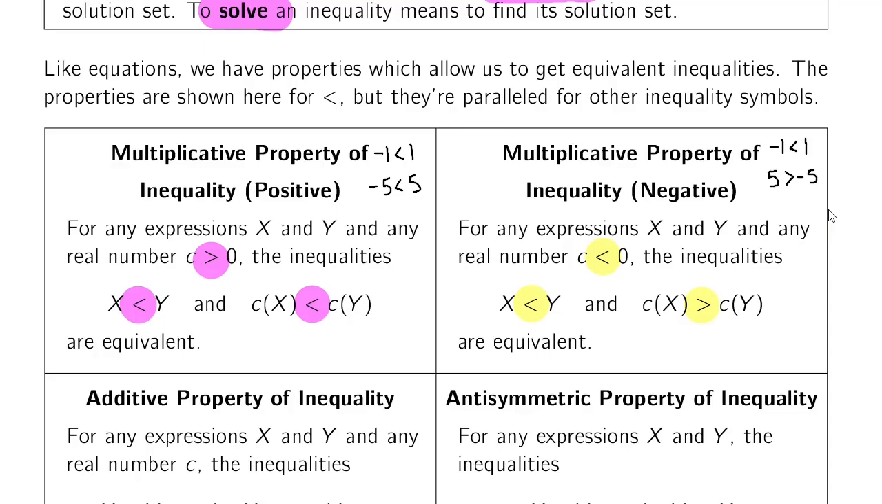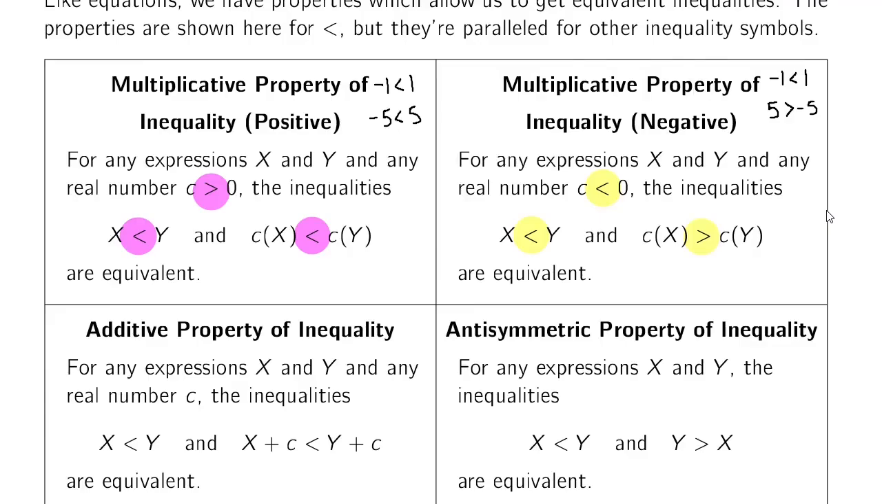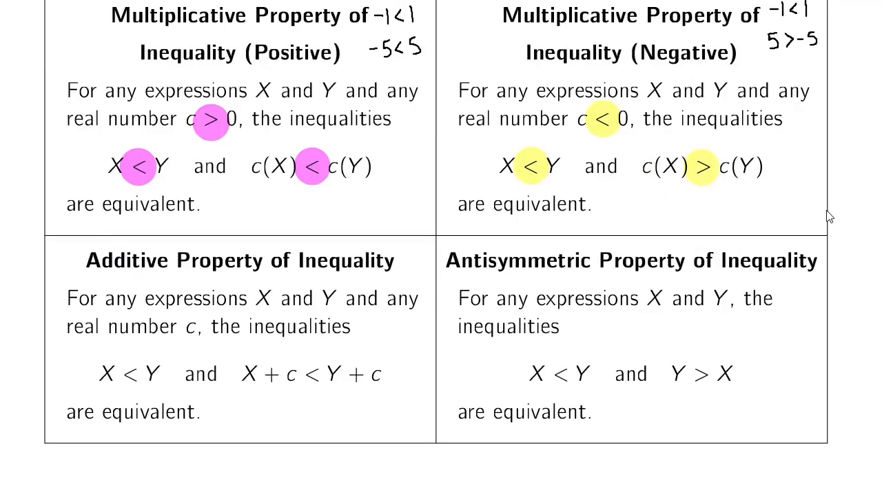Now, there are no complications like this with the additive property. The additive property, we can add anything we want to both sides of an inequality. And we can just think that shifts things back and forth. We always keep the order the same with the additive property.